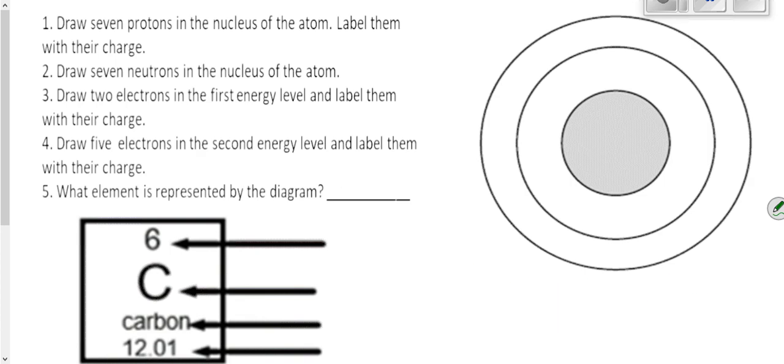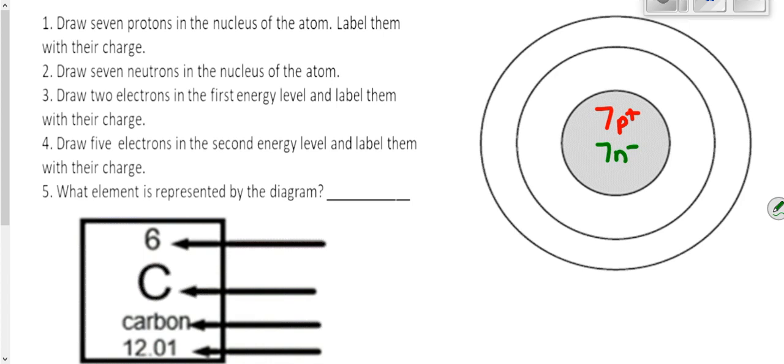Let's try a couple of sample problems together, and then I'll get you to do some on your own. This is to draw 7 protons in the nucleus of the atom. Well, I know the nucleus is the center, and protons are positive. I'm actually just going to say that there's 7 protons here, 7 positives. There we go. It says to draw 7 neutrons in the nucleus. Well, okay, neutrons also go in the nucleus. That means the middle, 7 neutrons. There we go.